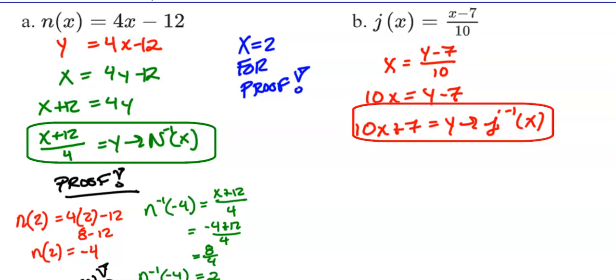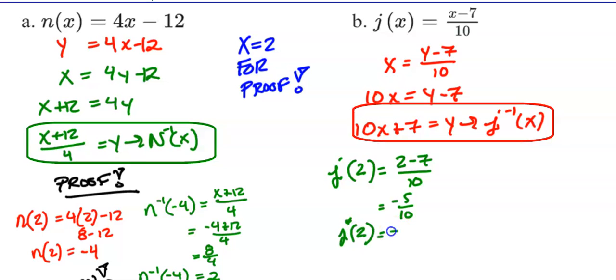But anyway, so we've got our original function here. So we're going to go look at what is j of 2. That's going to be 2 minus 7 over 10, which is kind of a nasty looking number, but let's just go with it. And that's going to be negative 5 over 10. Well, it's not so bad. So j of 2 is equal to negative 1/2, simplified. So let's keep that in mind.